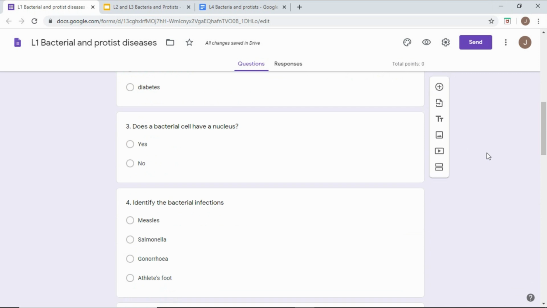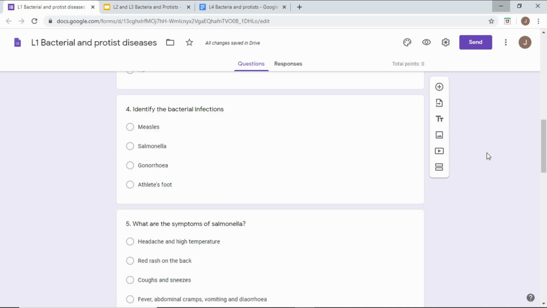Question 3 is asking, does a bacterial cell have a nucleus? And no, it has only a loop of DNA and sometimes some plasmids, which are smaller loops of DNA. Question 4 wants us to identify the bacterial infections. We already know that measles is a viral infection from the previous answer. Salmonella and Gonorrhoea are both bacterial, but athlete's foot is caused by a fungus called Tinea pedis.